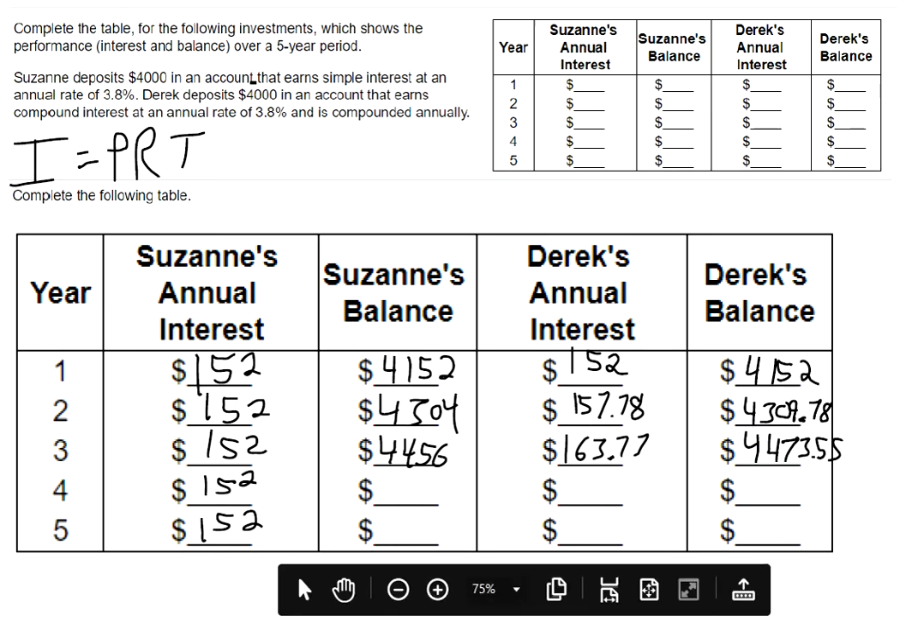Because some of these aren't randomized, you might see the exact same one, but same process. Just keep recalculating Derek's interest based off that new higher balance.